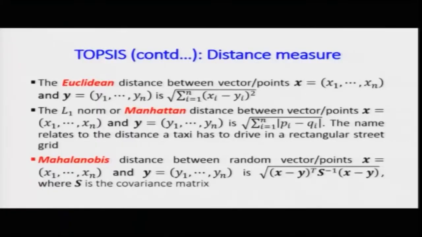What you do is that you find out the difference between the x's, square them up, find out the difference between the y's, square them up, add them up and find out the square root. So, you will have the Euclidean distance. As per the concept, if the points are given as x1 to xn and y1 to yn, you find out the differences, square them up, add them up, and find out the square root.